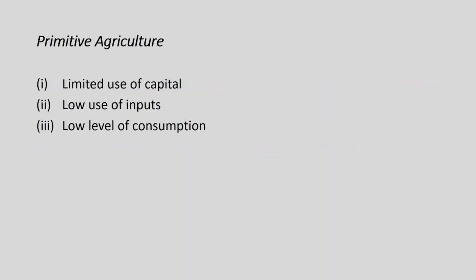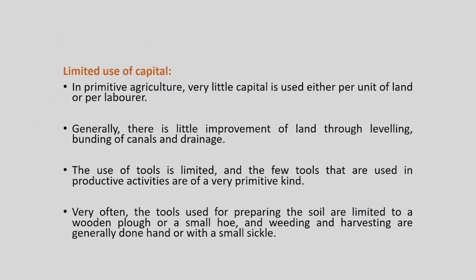When I say primitive agriculture, I mean limited use of capital, low use of inputs, and low level of consumption. By limited use of capital, I mean that in primitive agriculture very little capital is used either per unit of land or per laborer. Generally, there is little improvement of land through leveling, bunding, canals and drainage.